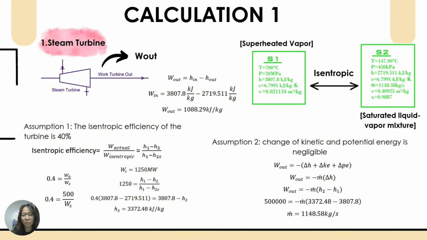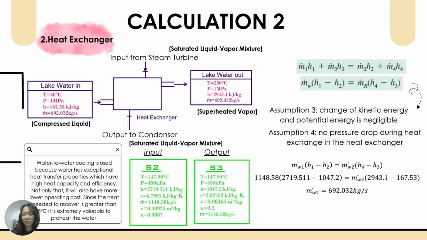Because the input stream of the turbine from combustion chamber is in superheated state, we can get the value of the inlet enthalpy from the table S6, which is 3807.8. Not only that, the second assumption states the change of kinetic energy and potential energy is negligible. And with this formula, the mass flow rate of 1148.58 has been calculated. Plus, we're also using the formula of the Rankine cycle, work out equals enthalpy in minus enthalpy out, to get the value of work out. It has a value of 1088.29. And in the outlet, the steam is in a saturated mixture state.